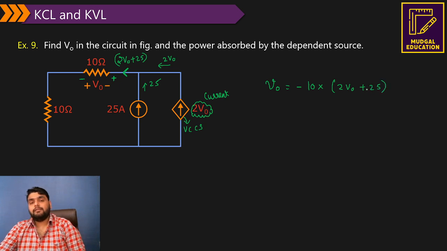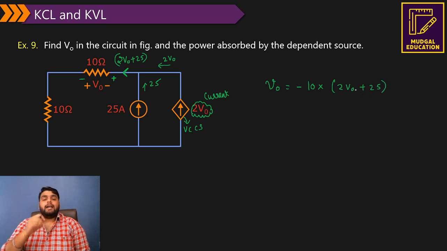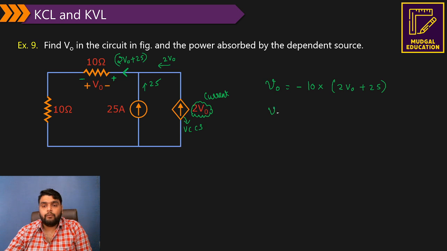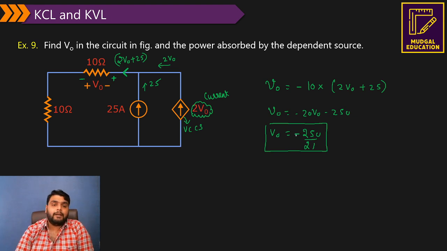Now understand this scenario very carefully. Why have I put a minus sign here? Because the polarity which is given and the polarity because of the current are both opposite. That's why V0 is equal to minus 20 V0 minus 250. So V0 comes out to be minus 250 by 21. This is the voltage V0 that they are asking.